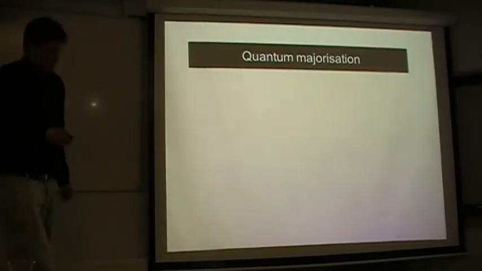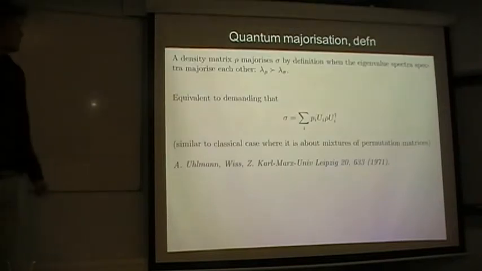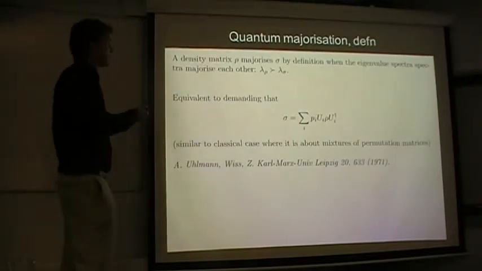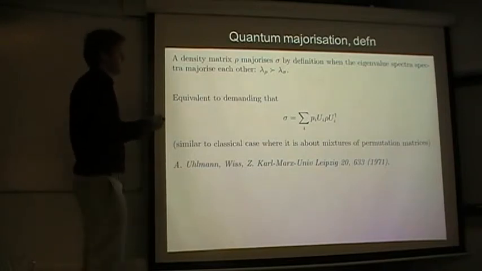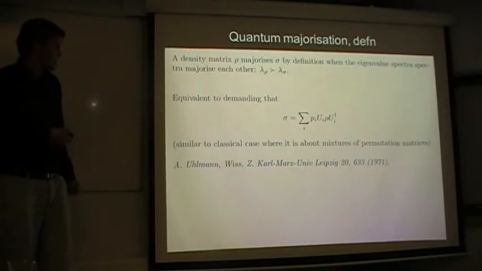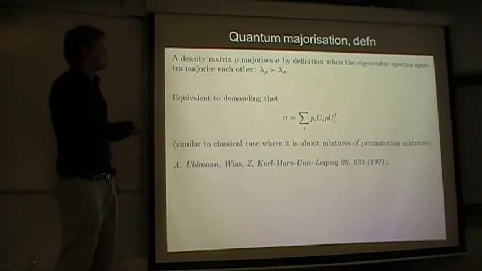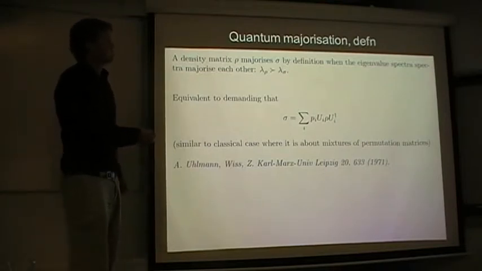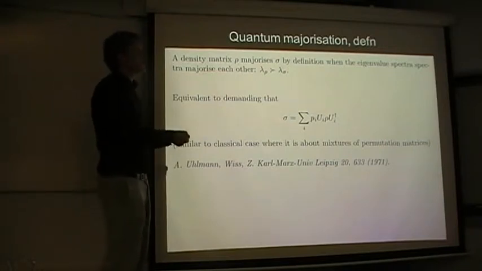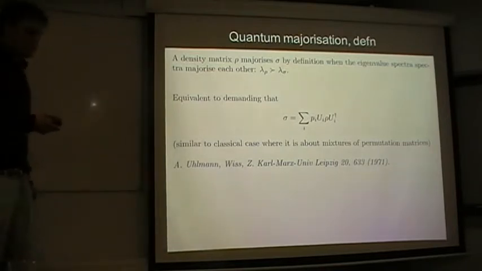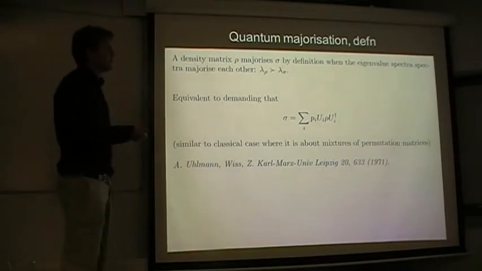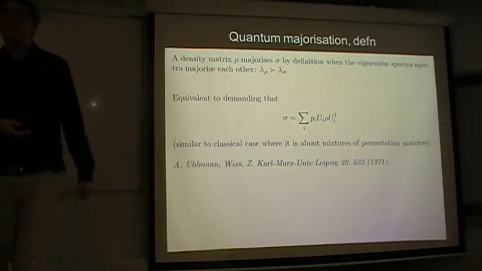So in the quantum case then, as mentioned, we say that rho majorizes sigma when the eigenvalue spectra majorize each other. And it was shown here that this is actually equivalent to demanding that sigma is a convex combination of hitting rho with unitaries. And I think that these talks that come later in the workshop will center a lot on the relation between these two claims, if you don't assume quantum theory.